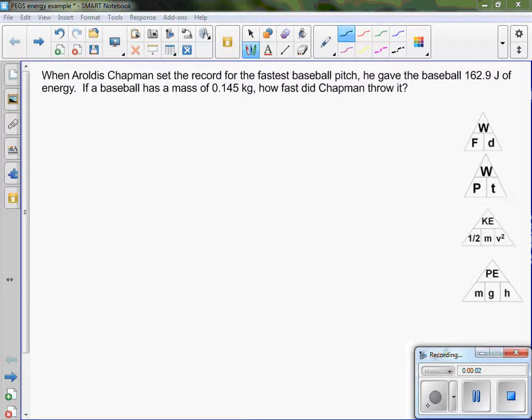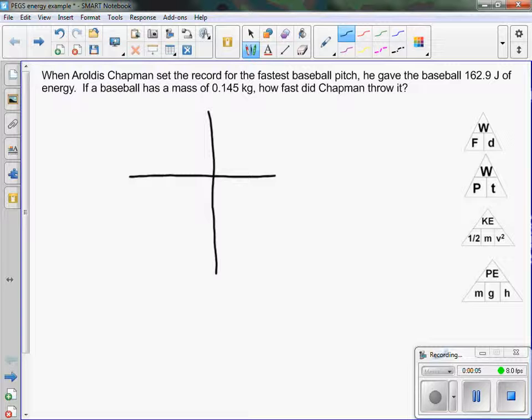I'm going to run you through a quick refresher on using PEGS. So in this problem, it says, when Aroldis Chapman set the record for the fastest baseball pitch, he gave the baseball 162.9 joules of energy. If a baseball has a mass of 0.145 kilograms, how fast did Chapman throw it?